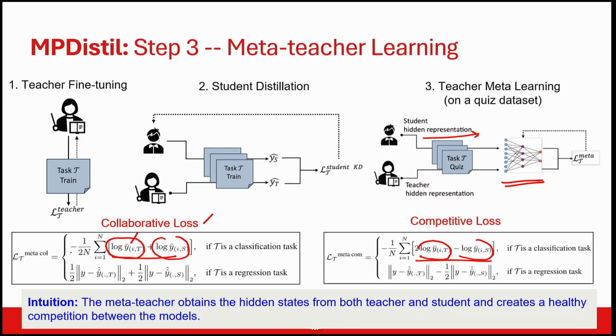So you have a competitive loss and you have a collaborative loss. Now either you can add them and do some alpha beta weightage, or you can play with them separately based on your task. So after the third stage, you obtain a meta teacher, which is a simple perceptron, which will give preference to the teacher model.